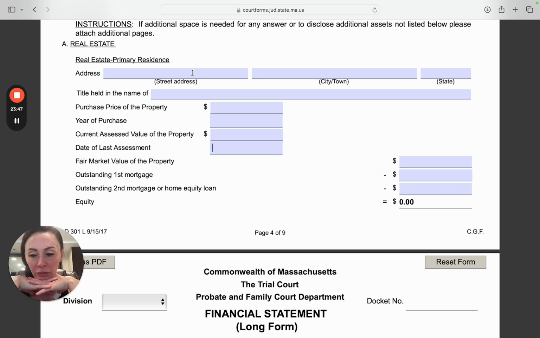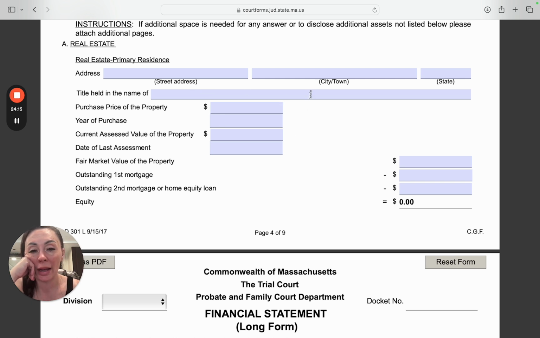Even if your name isn't on the house, maybe you still have an interest in it. So if you have a house with your wife and maybe she bought it before you were married, I've seen people list the title. They still may have a marital interest in the house, even though the title's in her name.